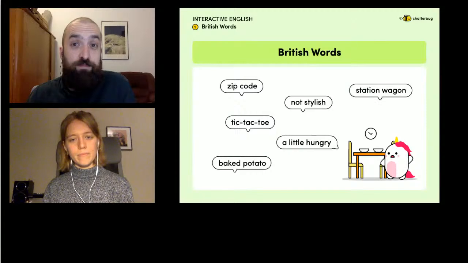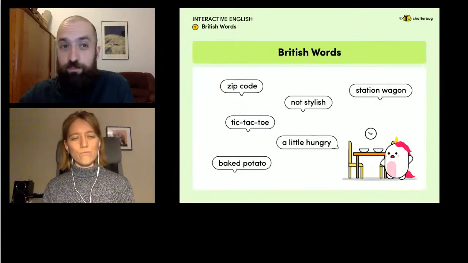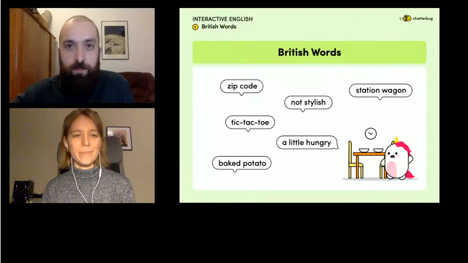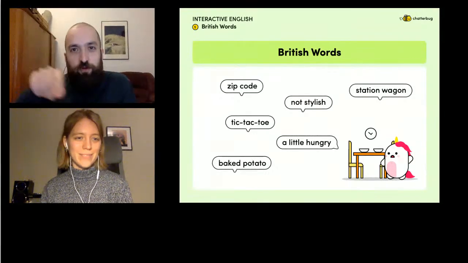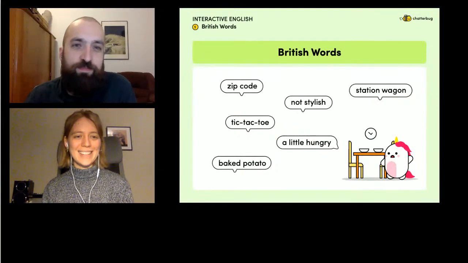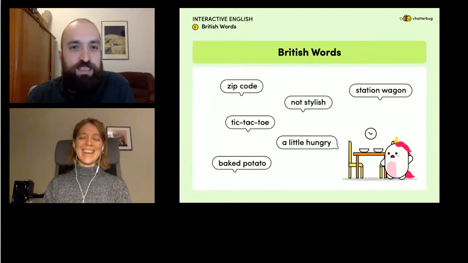Tic-tac-toe, the game. Don't know. Noughts. Give me a hint. And crosses. Noughts and crosses. Yeah. Okay.